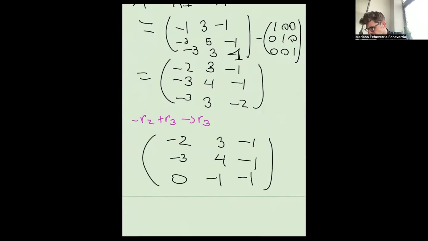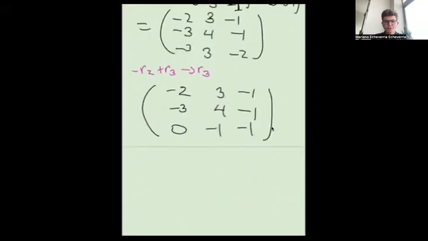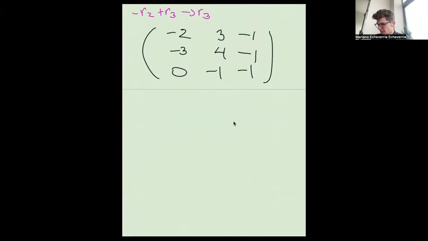Is that making sense? Yeah. And then I'll use this minus 1 to put zeros above it. So I'll do 3 row 3 plus row 2 into row 2. I'll do 3, 4 row 3 plus row 1 into row 1.